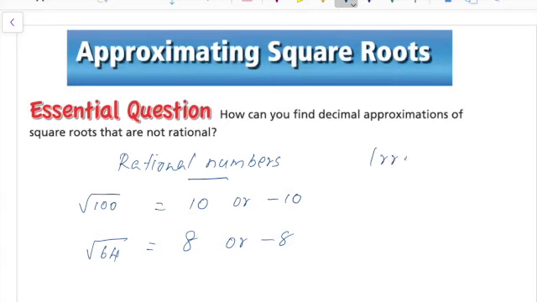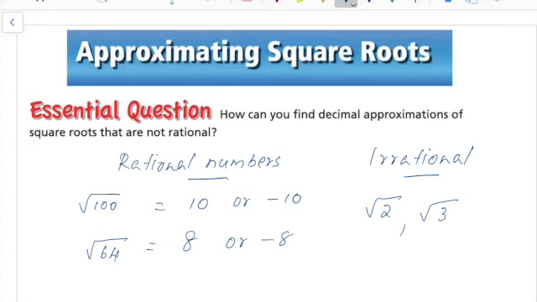Irrational square roots are the square roots of non-perfect squares. That means the square root of 2. If you try to enter this on a calculator, you will get a decimal number that is non-terminating, a non-repeating decimal with no pattern. So that is an irrational number.